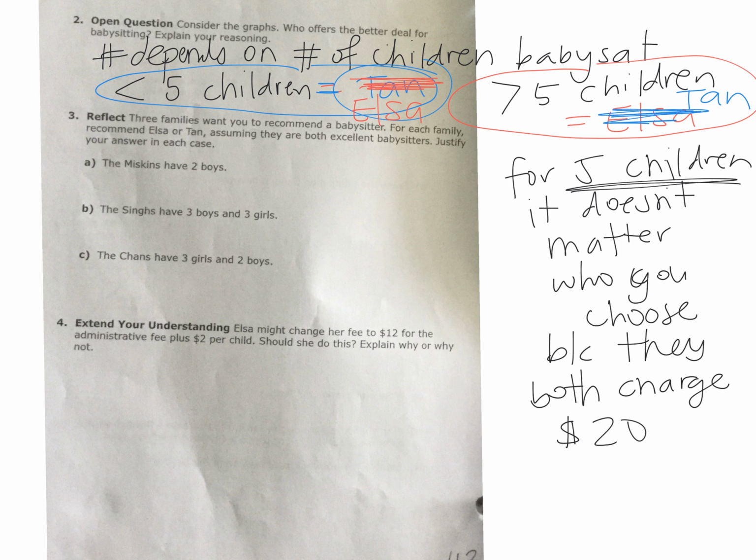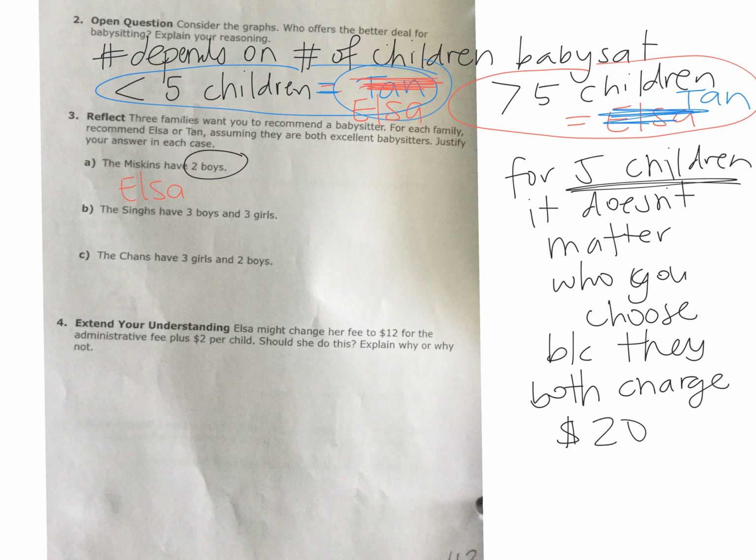There's 3 families that are looking for a babysitter. And you have to recommend if they choose Elsa or Tan. So the first family has 2 children. Who would you tell them is the better deal for 2 children? Elsa. Okay, look at your graphs.